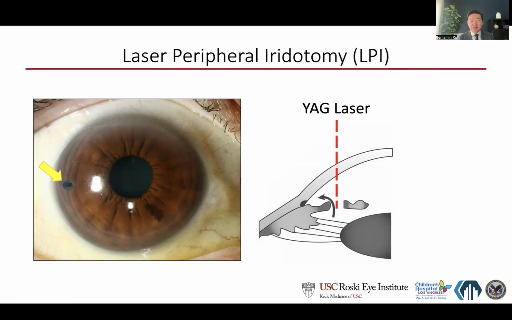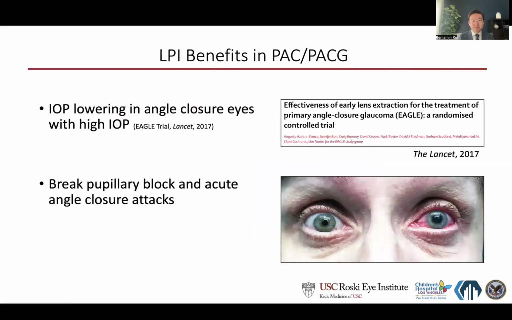In LPI, a full-thickness hole is placed in the peripheral iris, and this provides a communication between the anterior and posterior chambers. This equalizes the pressure gradient, which has several anatomical benefits. LPI can lead to flattening of iris curvature, widening of angle width, as well as lowering of intraocular pressure in eyes with extensive angle closure.